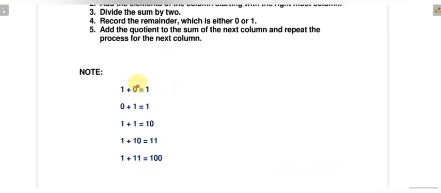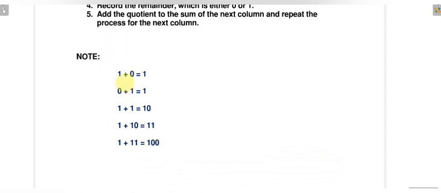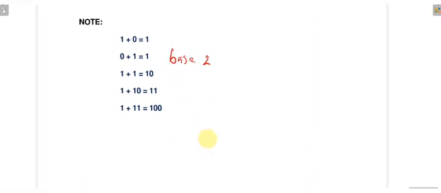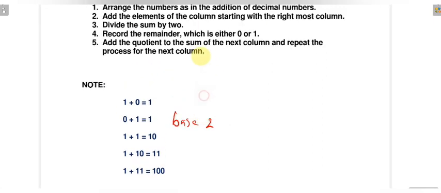So note this, in binary operation, 1 plus 0 is 1, 0 plus 1 is 1, 1 plus 1 is 10, and 1 plus 1 plus 1 is 11. So these are in base 2, the addition in base 2. With this, you can easily add numbers in base 2.